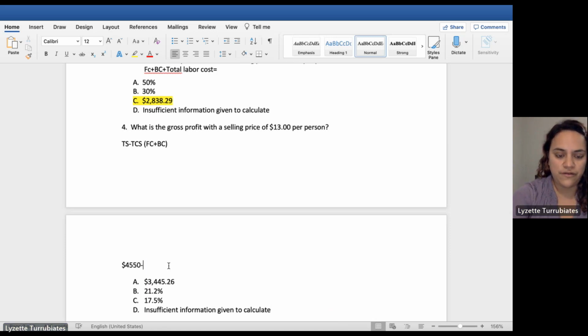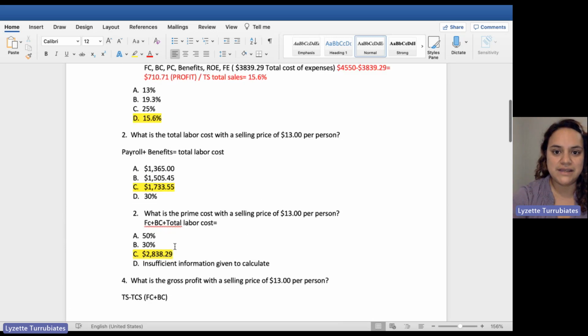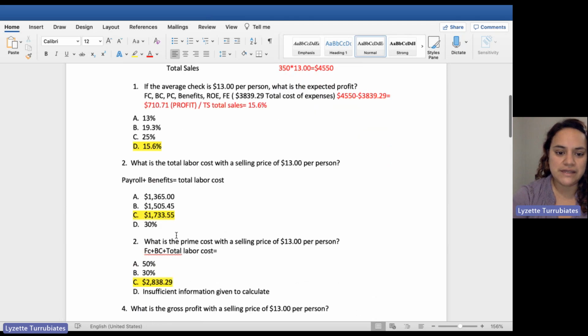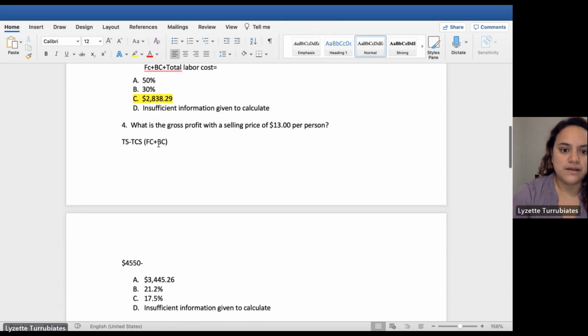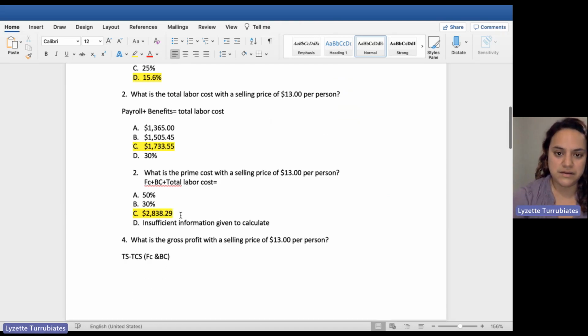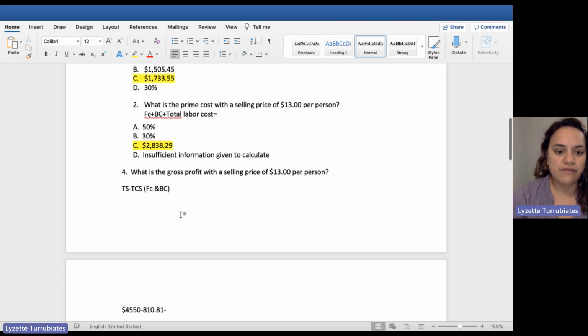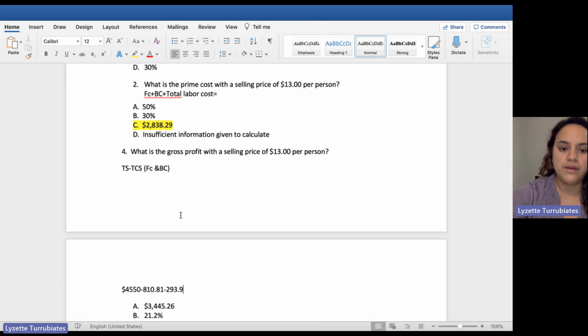So for the total sales minus your food cost and your beverage cost, 810.81 for food minus 293.93 for beverage, and that's going to equal $3,445.26. So that is answer A.